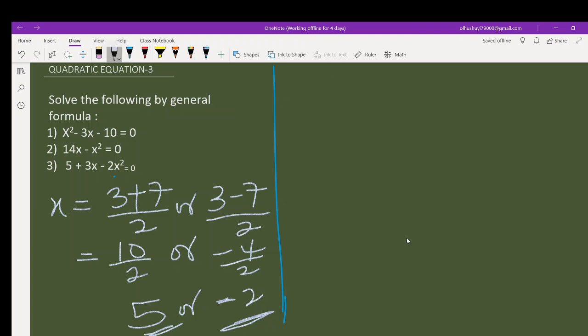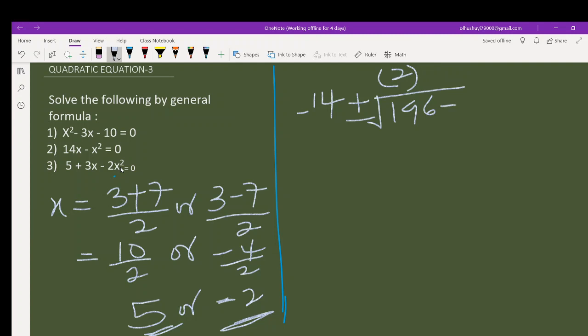Number 2, use this. For number 2, I don't need to write the question. You have minus b, our b is 14, don't forget. The coefficient of x squared is always a. So you have minus 14 plus or minus the square root of b squared, which is 14 times 14, that is 196.